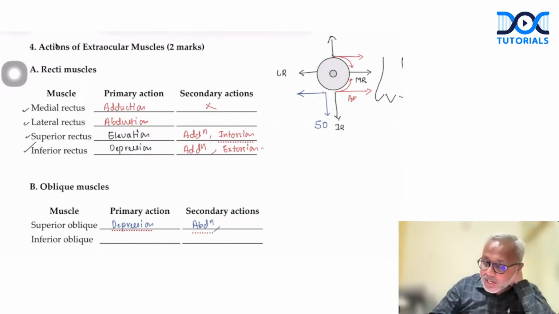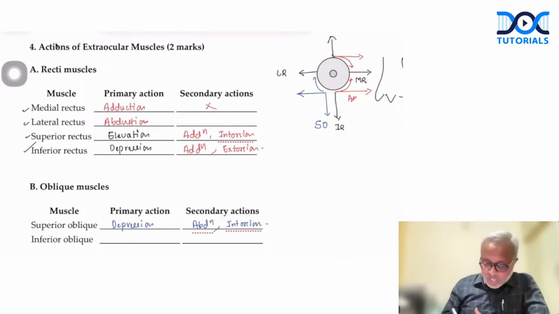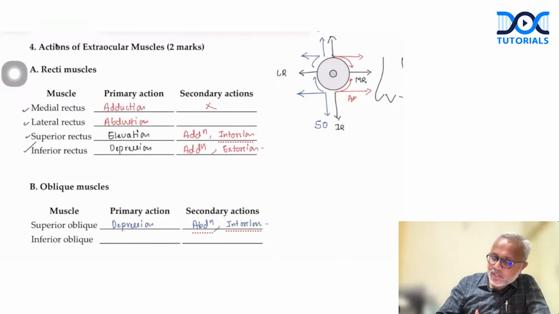Then it can rotate the eyeball towards the nose, the tip of the nose, right? So what is this action? This is intorsion. Then what about inferior oblique? Inferior oblique should cause what? Elevation, then abduction, extorsion.